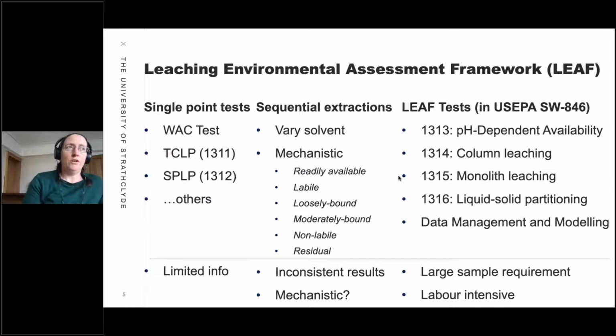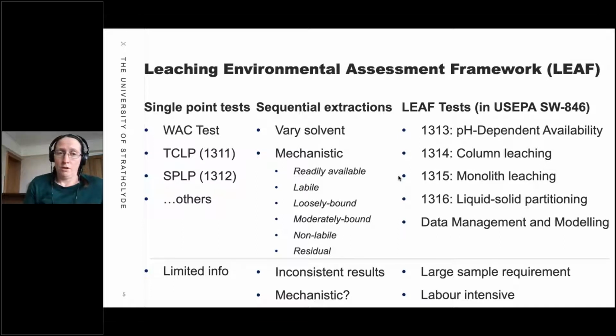Typically for leaching assessment, the standard approach in the US was to use TCLP, the toxicity characteristic leaching procedure, which is somewhat analogous to the waste acceptance criteria test here. It's a single point test that looks at how much of a substance becomes available at those conditions. And the challenge is that it provides often quite limited information.